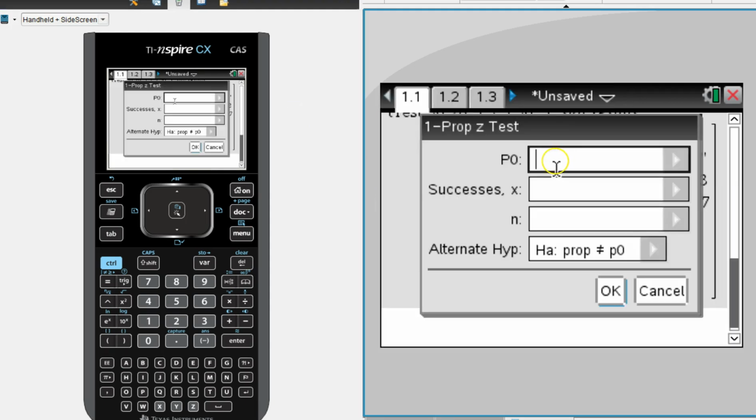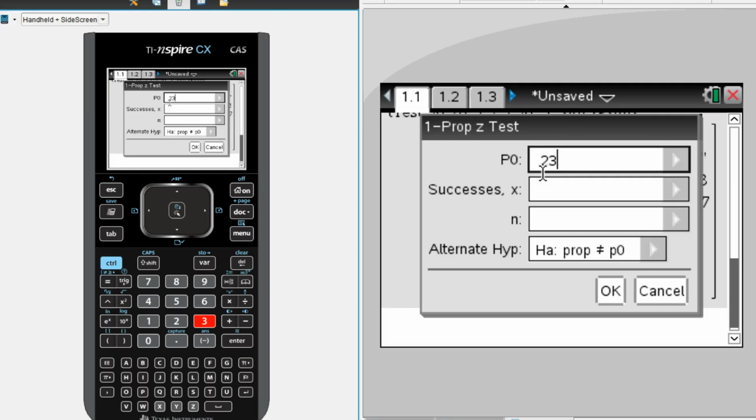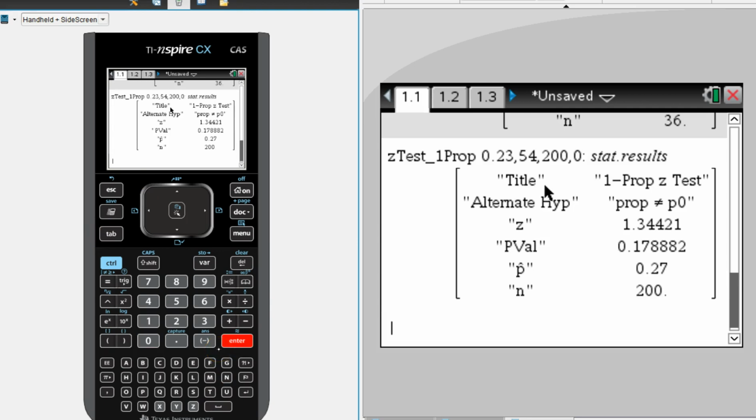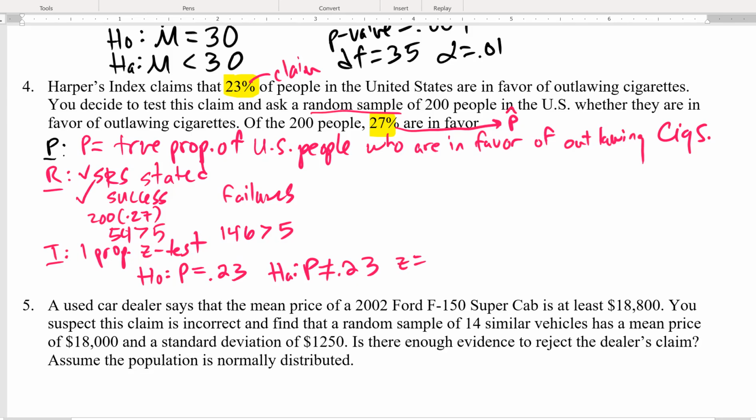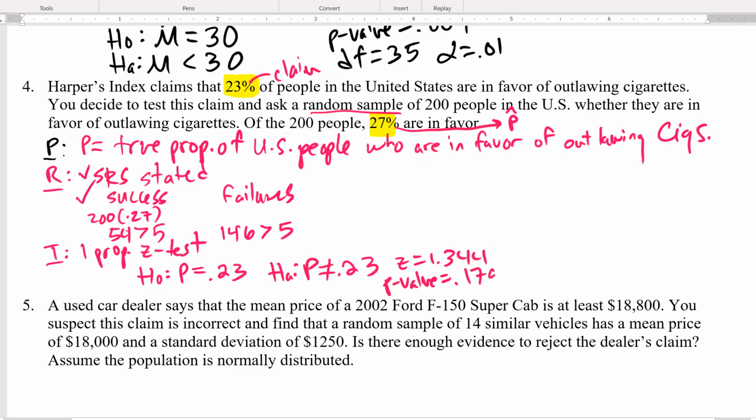One proportion z-test, 0.23. Make sure I'm not crazy here. There you go. We had 54 out of 200. And this time I'm going to hit enter and see if that helps. There we go. So z is 1.344. P-value is pretty high on that one, 0.179. With an alpha not given.